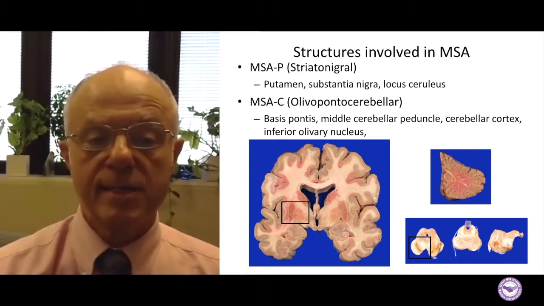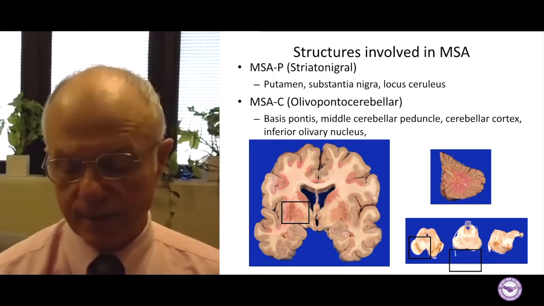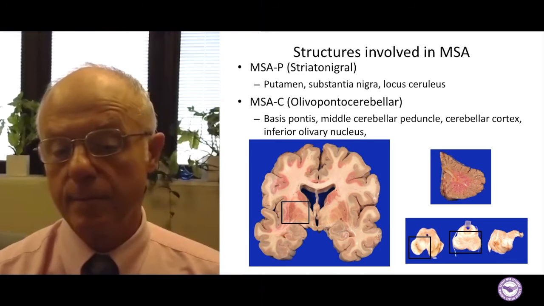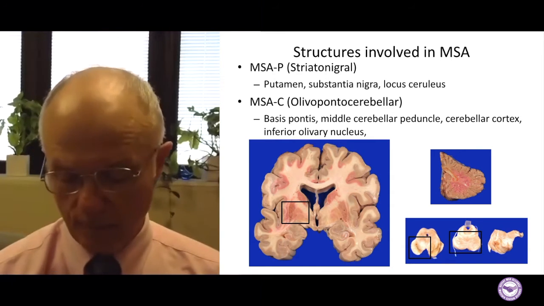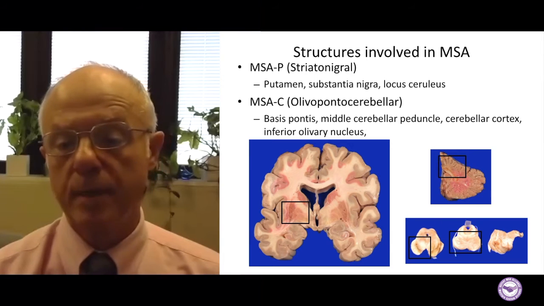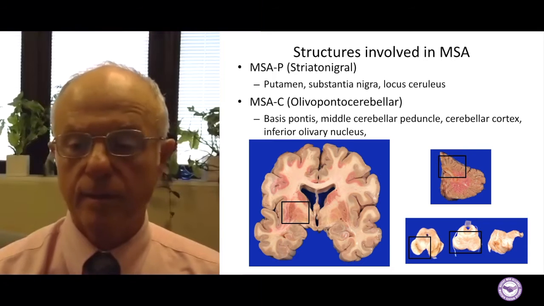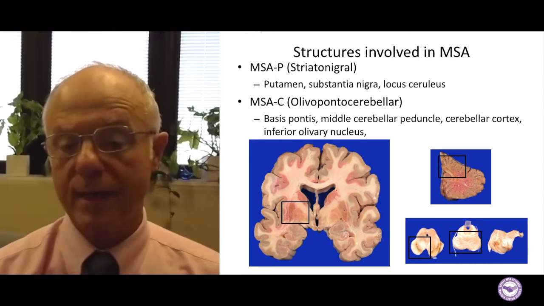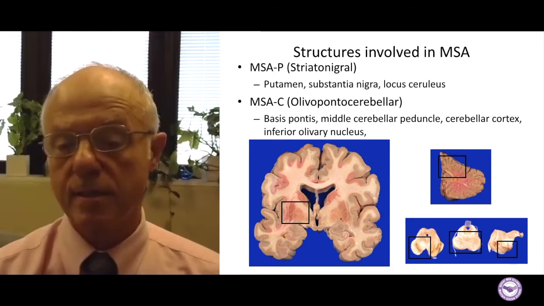For the MSAC form, we would look at structures such as the basis pontis. This is farther down in the brainstem, this area of the pons called the basis pontis, and its connections to the cerebellum. This is the middle cerebellar peduncle. We might also look at the cerebellum. This is the cerebellar cortex, and its white matter underneath the cortex. And then we may look at a caudal part of the brainstem in the medulla at a structure called the inferior olivary nucleus located here.